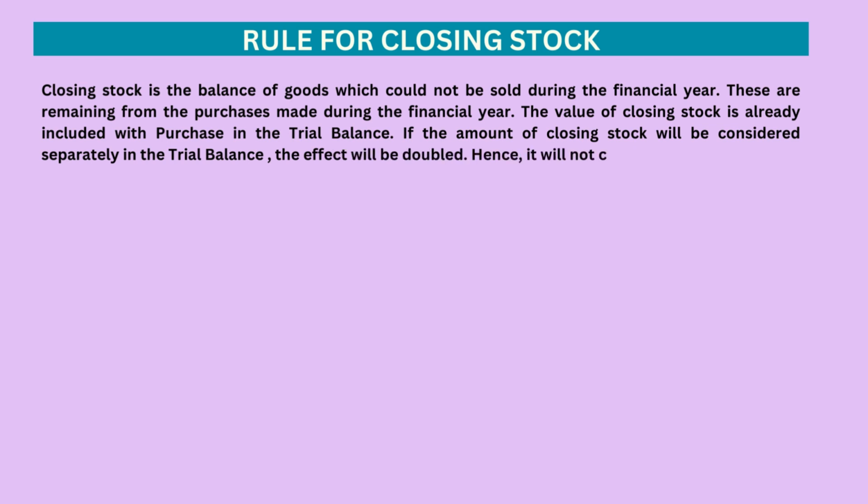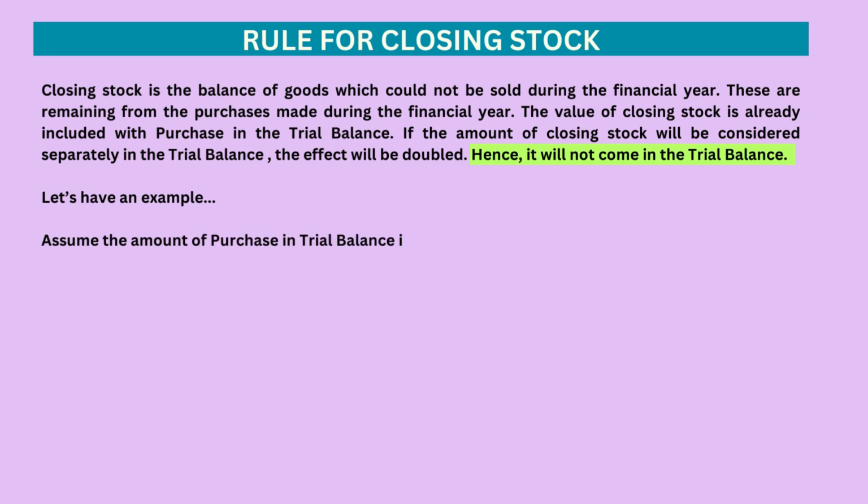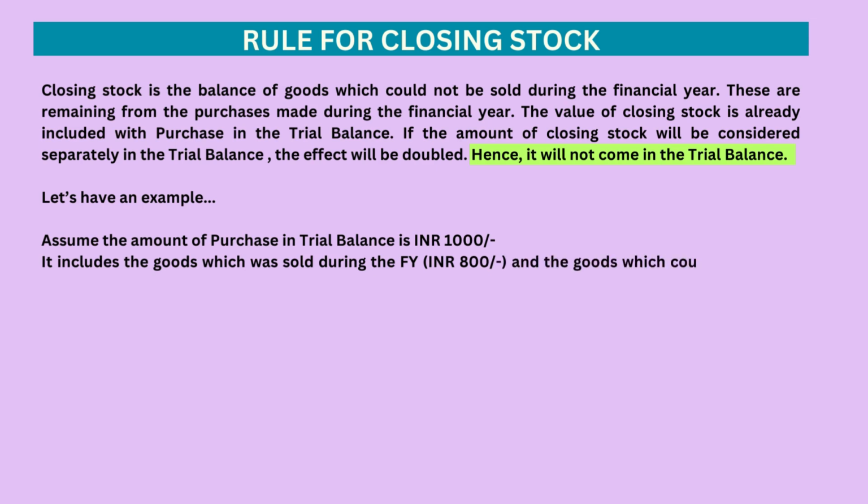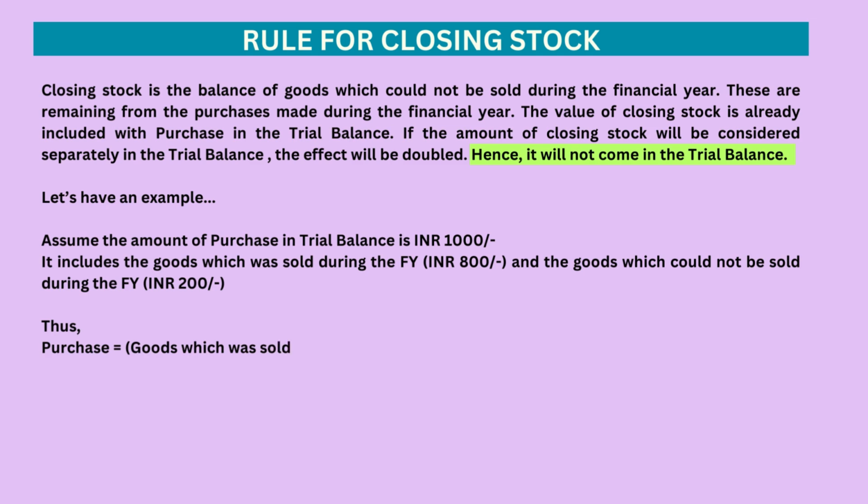Let's have an example. Assume the amount of purchase in trial balance is rupees 1000. It includes the goods which was sold during the financial year, rupees 800, and the goods which could not be sold during the financial year, rupees 200. Thus, we can say purchase equals to goods which was sold plus goods which could not be sold or closing stock.